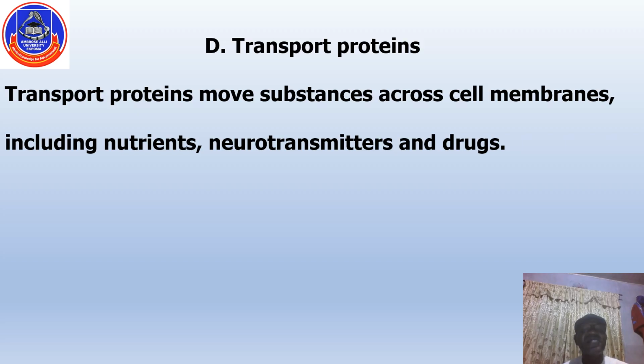Transport proteins. Some drugs act by inhibiting uptake or efflux transporters, thereby increasing or decreasing concentrations of signaling molecules. For instance, selective serotonin reuptake inhibitors block serotonin transporters to enhance neurotransmission. Transport proteins move substances across cell membranes, including nutrients, neurotransmitters, and drugs.